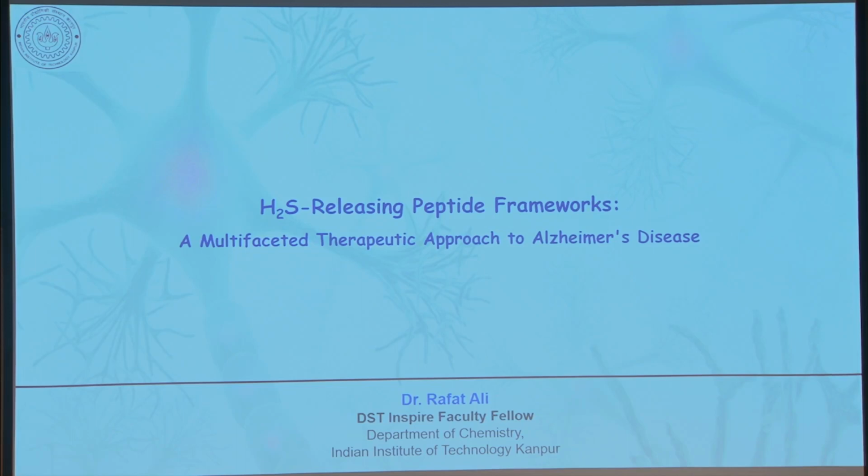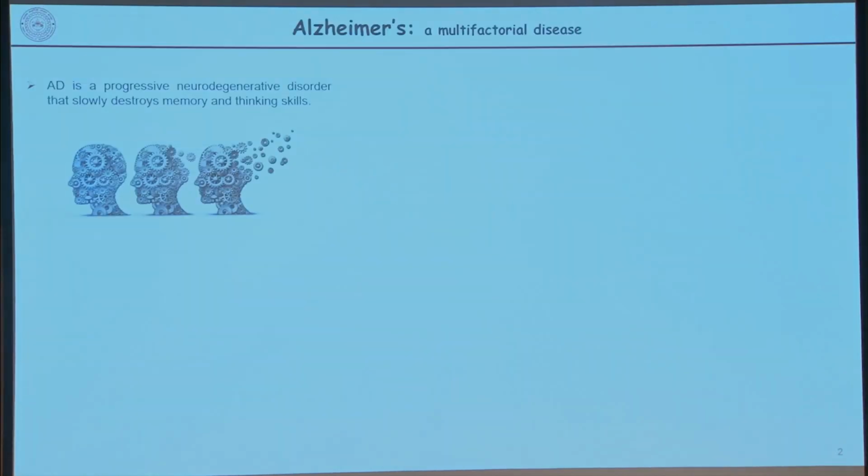Good evening to all. My title of talk is Hydrogen Sulfide Releasing Peptide as a Multifaceted Approach to Alzheimer Disease. So, as you know, Alzheimer disease is a progressive neurodegenerative disorder in which humans lose their thinking ability.